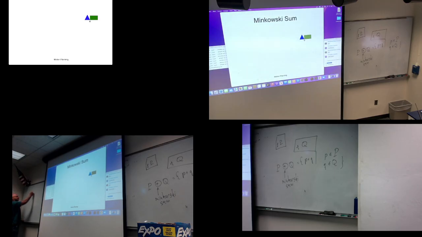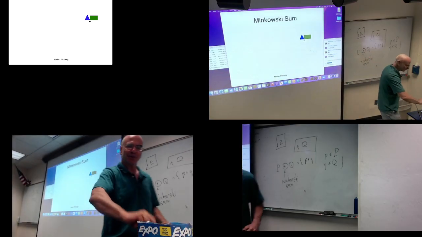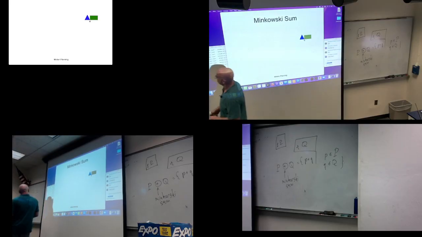Okay, here is P, here is Q. Can you please tell me what is the Minkowski sum of P and Q? Well, that was fast. Yeah, it would be basically P extended on the left by the distance of Q. You are either very well prepared or very fast.